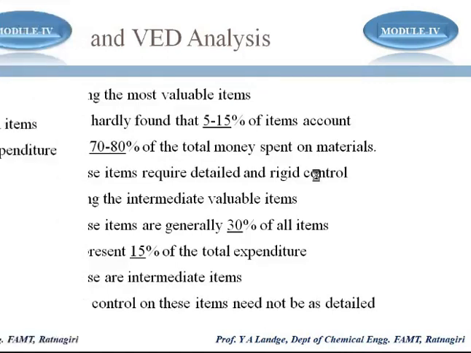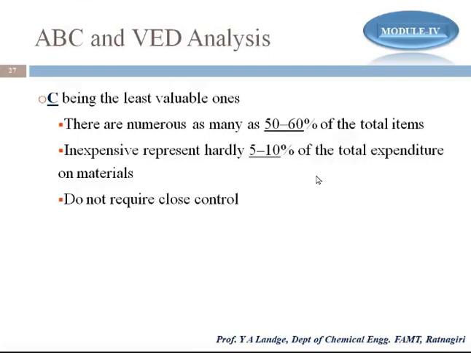Okay, the third category is category C. Now what is category C? It is the least valuable ones. There are many items which are less valuable, which doesn't mean they have zero value, but it is on the basis of costing. Only 5 to 10% of cost expenditure is in this category C, and in terms of numbers, it will be around 50 to 60% of the total items. So they do not require close control.